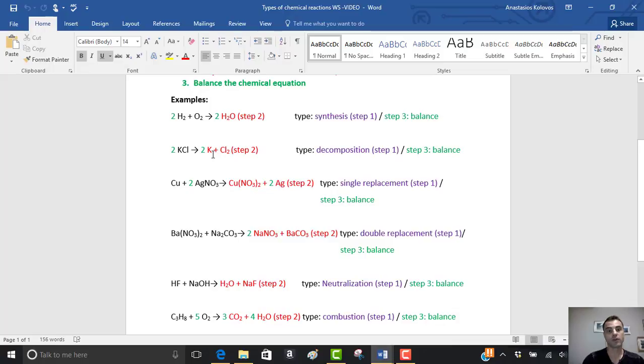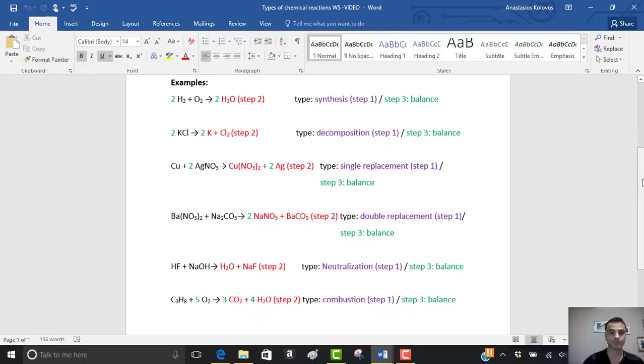Okay, so you have potassium and chlorine. The first step was determining what type of chemical reaction it was: decomposition. And then you balance the chemical reaction. You have 2 chlorines here, you put a 2 here, now you have 2 chlorines, but that makes potassium 2, therefore you put a 2 in front of the potassium, now potassium is balanced. Let's do the next example.